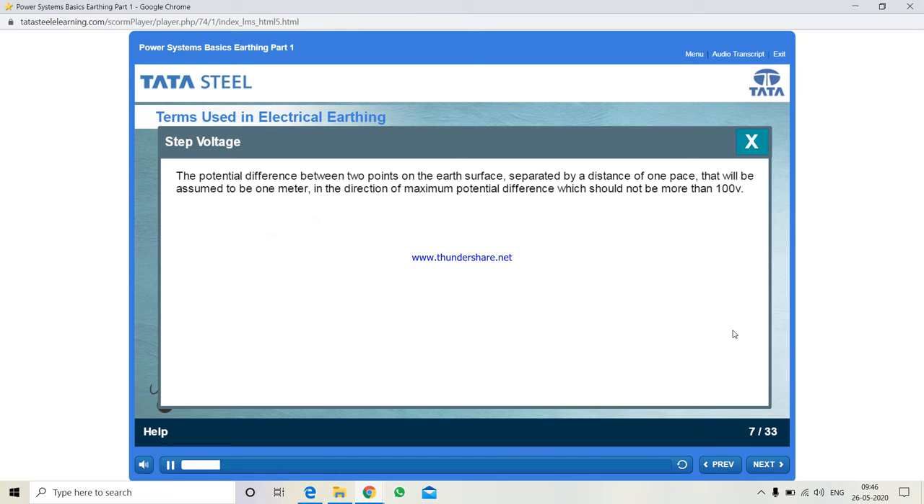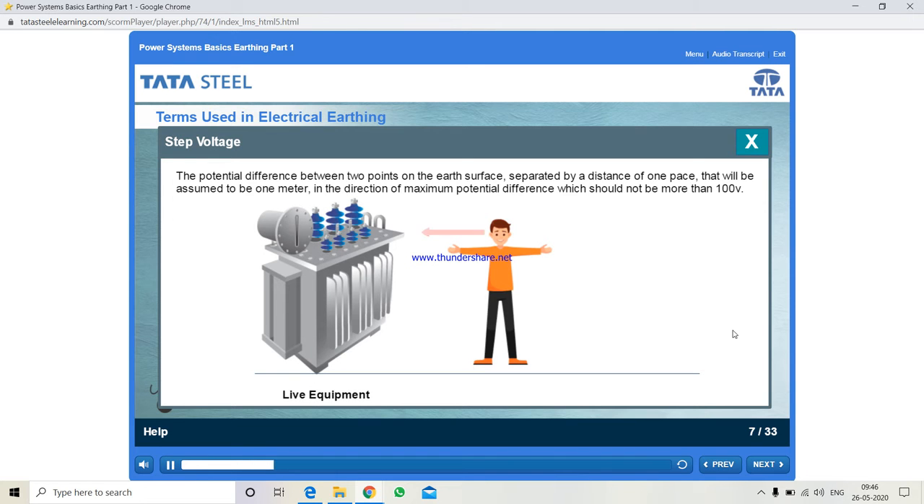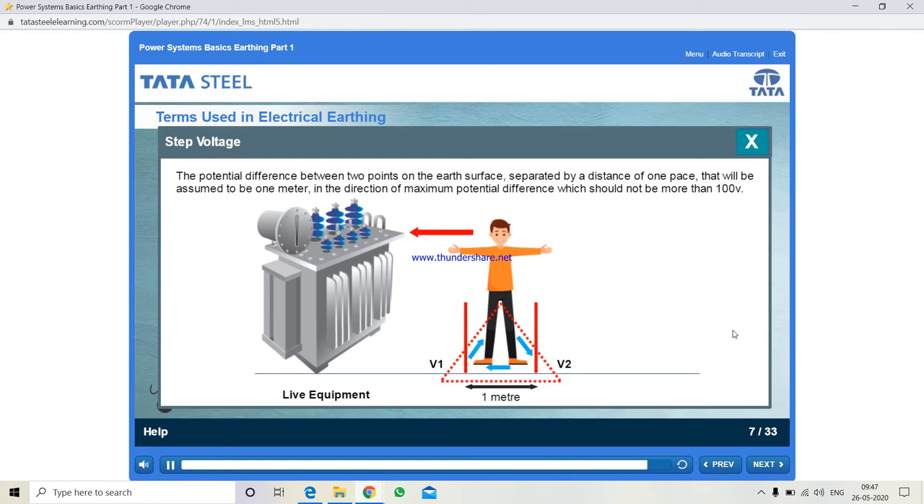Step voltage. Step voltage can be defined as the potential difference between 2 points on the Earth's surface, separated by a distance of 1 pace that will be assumed to be 1 meter in the direction of maximum potential difference. The potential should not be more than 100 volts.